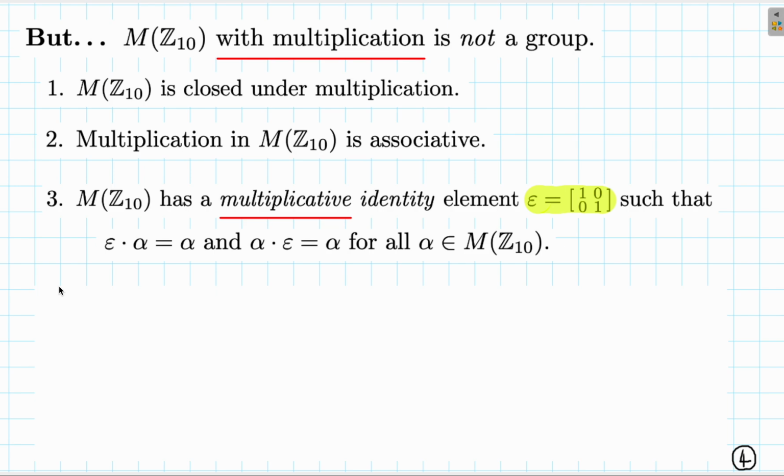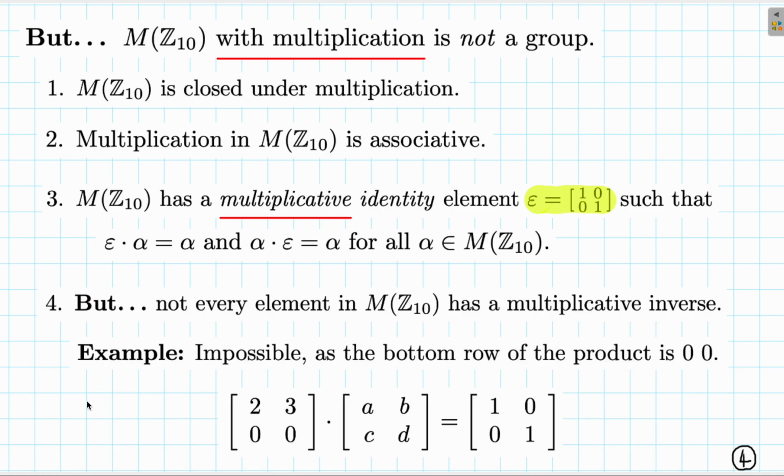And that multiplicative identity element is the epsilon element 1, 0, 0, 1. So the first 3 group properties are satisfied, but it's the 4th one, the inverse property, that fails. In order for this to be a group under multiplication, every element would have to have a multiplicative inverse.